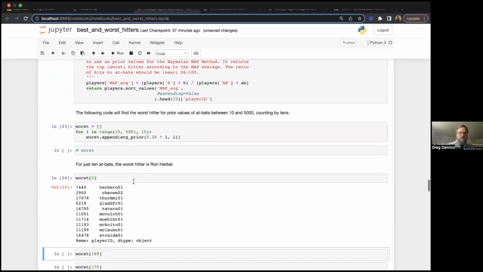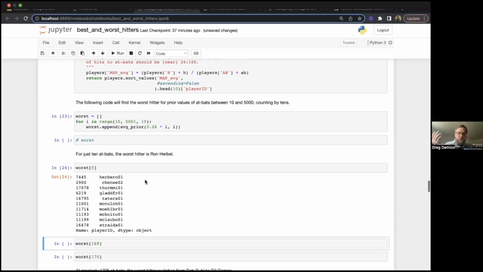Okay, if I just choose 10 at-bats, right, then the worst hitter is this guy called Ron Herbel. And probably he wasn't a very, very good hitter, but 10 at-bats is really not enough as a prior, right? It doesn't seem like we should count just 10 at-bats as sufficient evidence that this player is not a good hitter, or a good hitter for that matter.